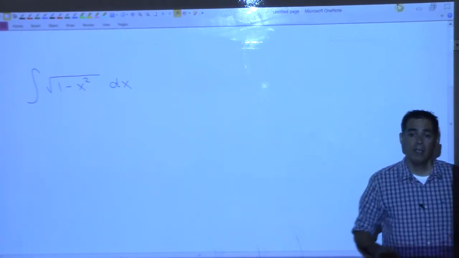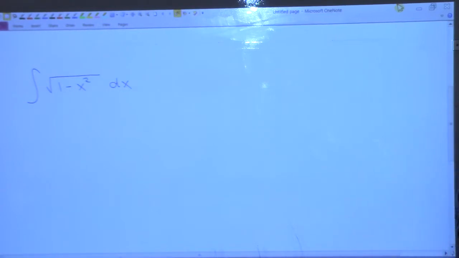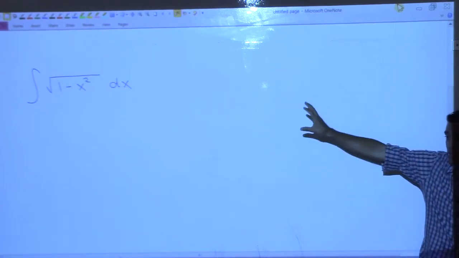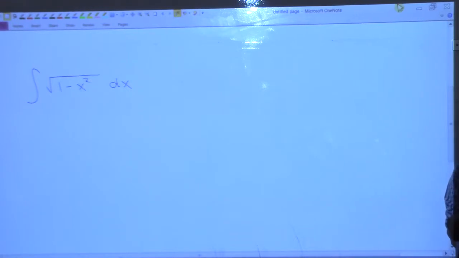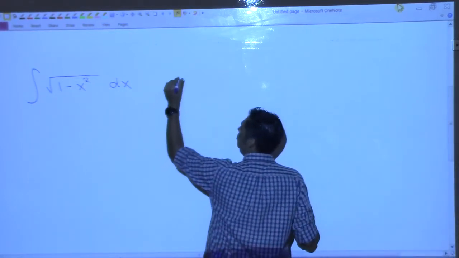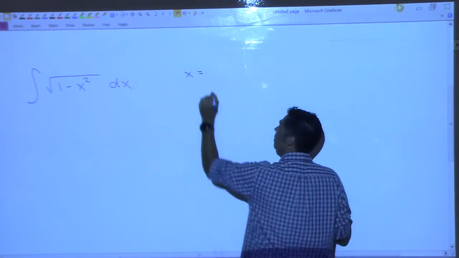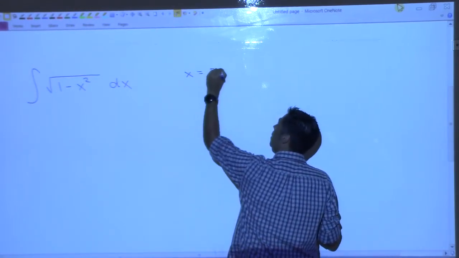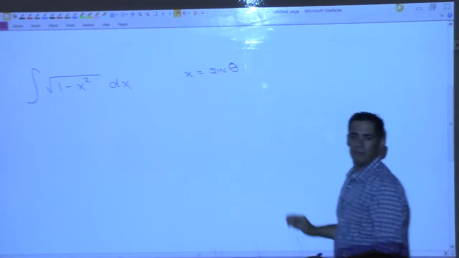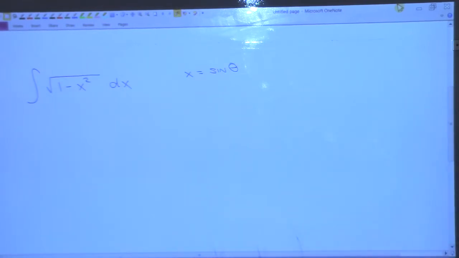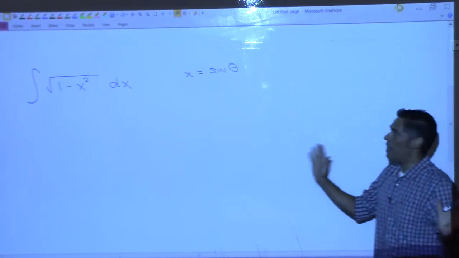Okay, so you ready? I'm going to make a substitution, but instead of taking something complicated there and replacing it with u, I'm going to take something simple there and replace it with something complicated. Ready? Okay, I'm going to make a substitution right now. Everywhere I see x, I'm going to replace it with sine theta. All right? Okay, that's the substitution I'm about to make. Now let's see what happens.